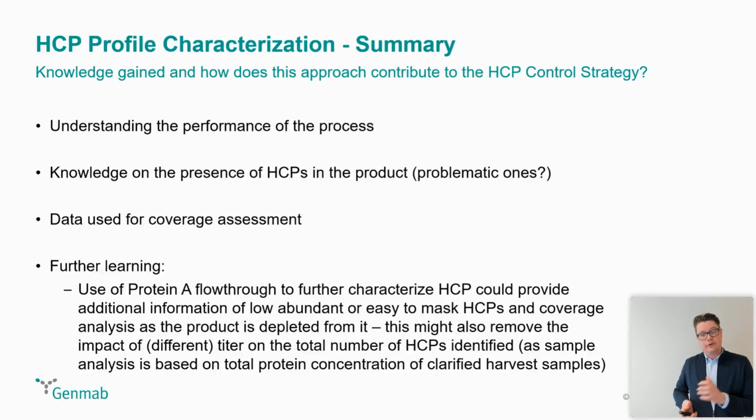What we also thought of, and this is something we're still looking into, is that you could use the protein A flow-through to further characterize HCP. Because when you do that, you actually deplete your sample of your product, leaving a more pure HCP sample. Because when you analyze your sample otherwise, it includes a lot of your product. So by doing this, it might give you better knowledge around your HCPs.